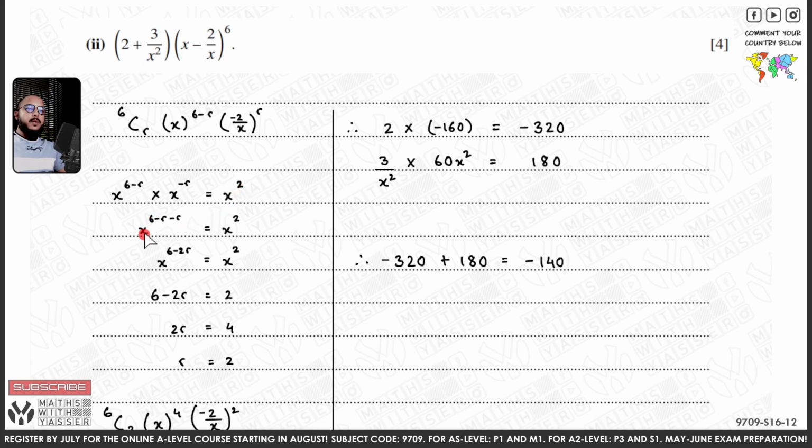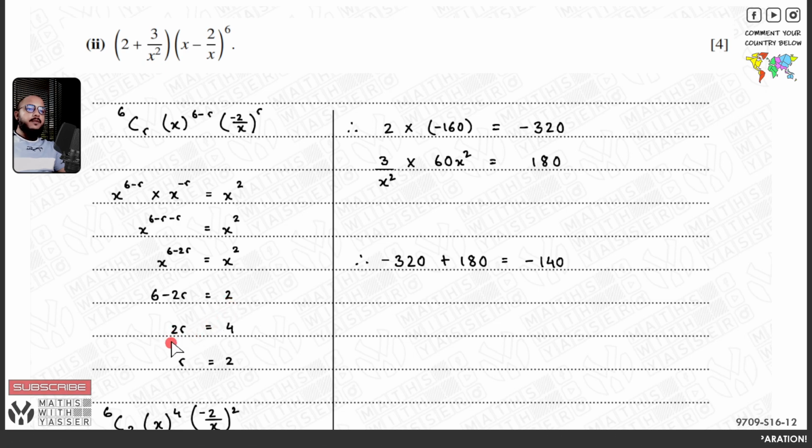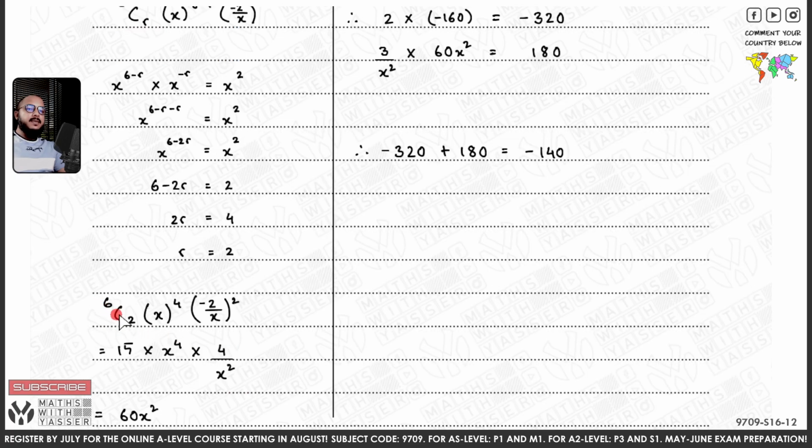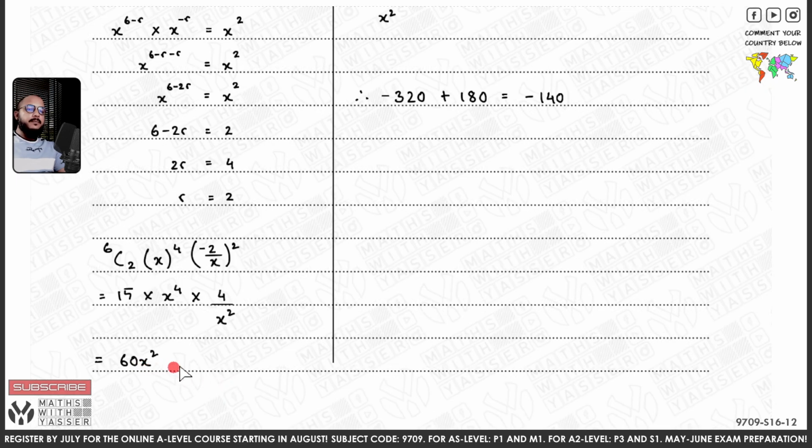So again it will be x to the power 6 minus r, that becomes x to the power 6 minus 2r. So 6 minus 2r equals 2. Therefore 2r equals 4. That means r must be 2. So we can say that 6C2 x to the power 4 times negative 2 over x square will eventually give us the term which has x square. So this will be 15 times x to the power 4 times 4 over x square. That gives us 60x square.